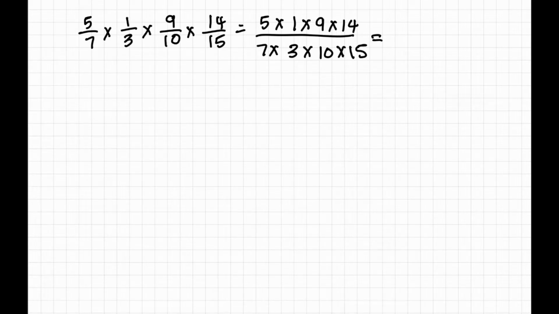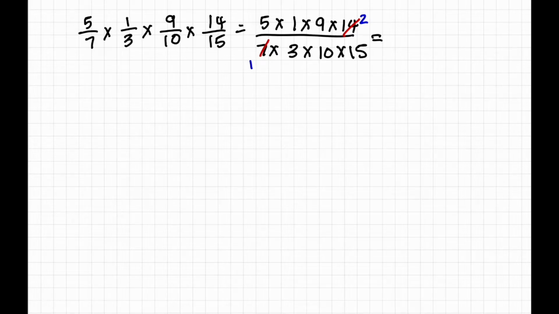So we could simplify this using the method that I showed you, and we could cross things out. What do you see here that we can cross out and simplify? I see that 7 and 14 can both be divided by 7. So 7 divided by 7 is 1, and 14 divided by 7 is 2. Good job.